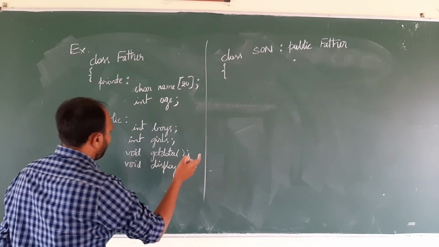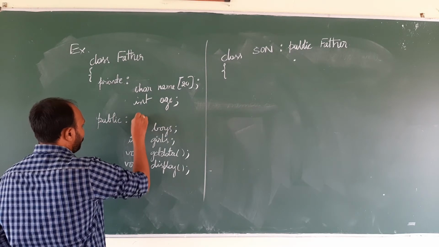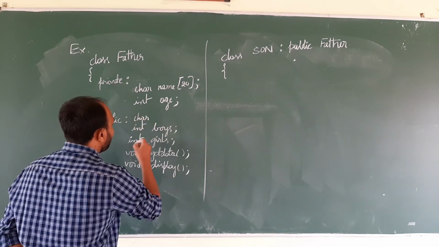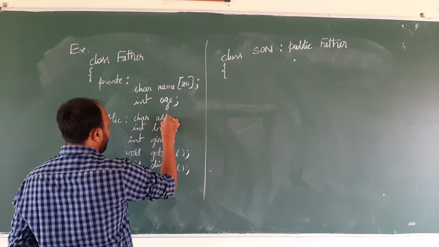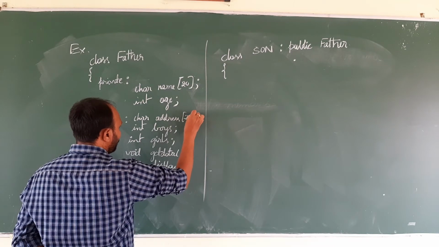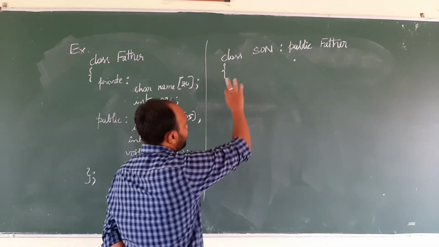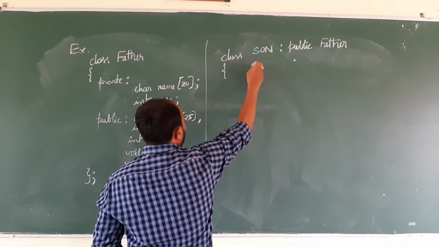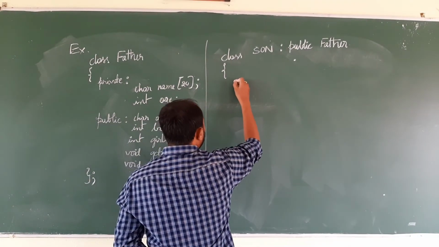Along with that, if I want, I can consider certain other things, like a character. Here in public, let us also consider address, let us say address of 25. This is also another data member in the public access specifier. So, now let us define this class Son.